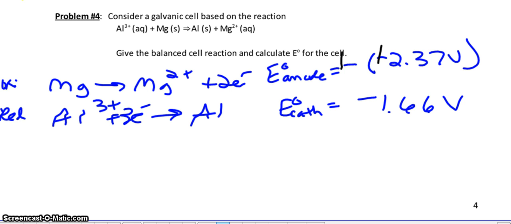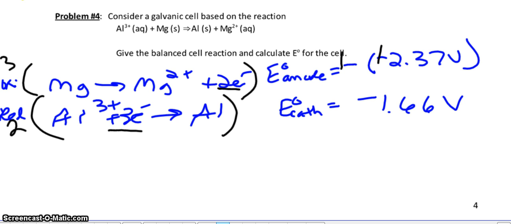All right, but I'm not done yet. I have to balance the reaction. Do you remember what we said last time about balancing the reaction? That the number of electrons that you lose has to equal the number of electrons that you gained. Is that the case here? No, it's not. So hopefully you remember what to do here. You need to multiply this by 3, and you need to multiply this by 2.